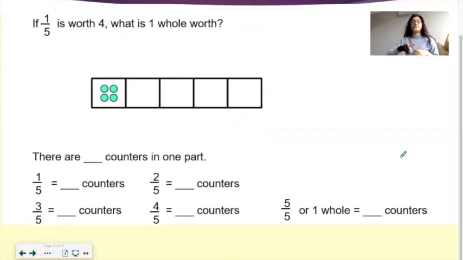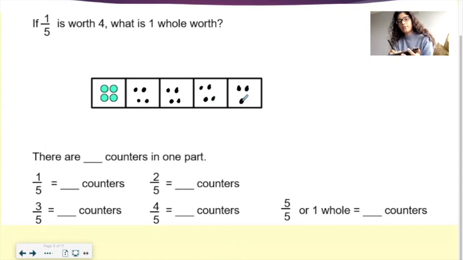If 1/5 is worth 4, what is 1 whole worth? So this is telling us one part out of these 5 parts that we have has 4 in here. So what would this whole entire bar be worth? The way to solve this is by drawing into the other parts what we can see in one part, because it should be split equally. So in one part we have 4, so I'm going to draw 4 in the rest of those bars, just like this. 2, 3, 4, 1, 2, 3, 4.